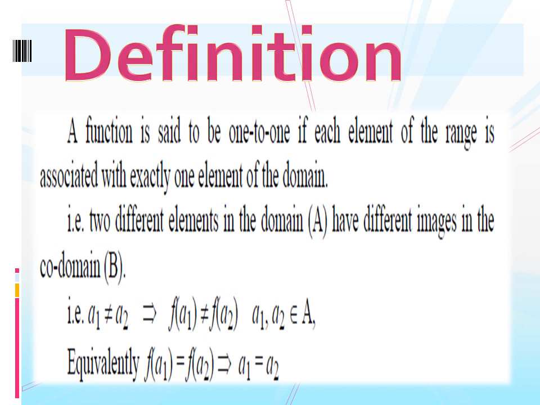Definition: f is said to be one-to-one if each element of the range is associated with exactly one element of the domain. Do different elements in the domain A have different images in the codomain B? That is, A1 not equal to A2 implies f of A1 not equal to f of A2 for all A1, A2 belongs to A. Equivalently, f of A1 is equal to f of A2 implies A1 is equal to A2.